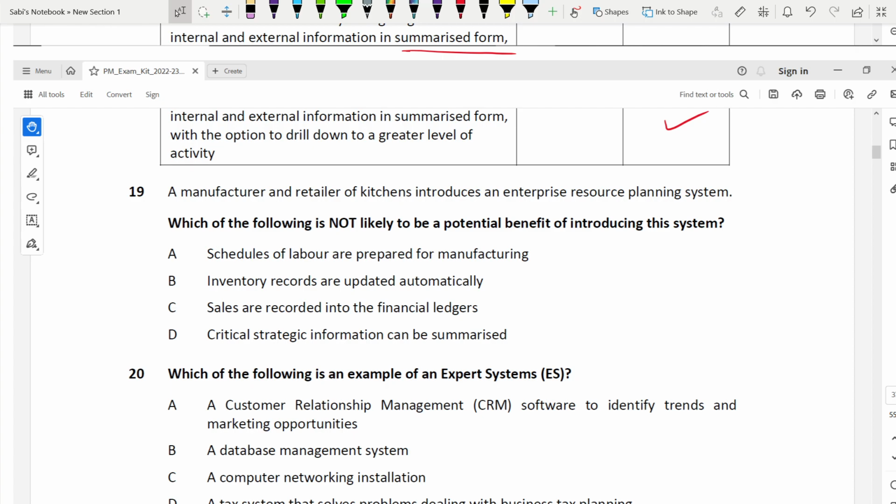19. Which of the following is not a benefit of introducing an ERP, Enterprise Resource Planning System? First, schedules of labor are prepared for manufacturing. Inventory records are updated automatically. Sales are recorded in the financial ledger. Critical strategic information can be summarized. D, because the first three are advantages of introducing ERPs, whereas with an enterprise resource planning system you cannot summarize strategic information. For that, you need an executive information system, EIS.